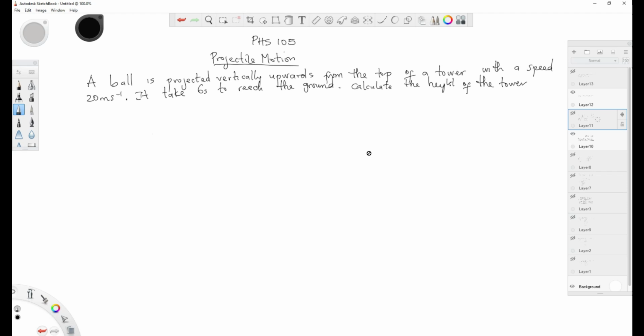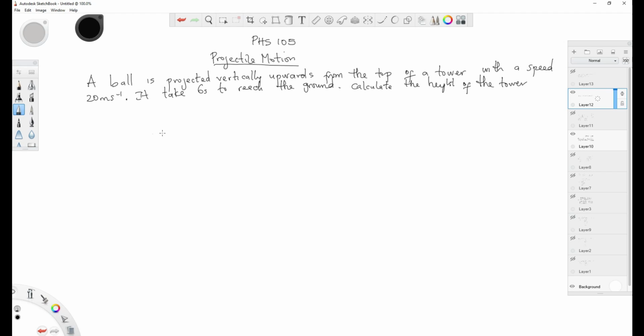This is the first question. A ball is projected vertically upwards from the top of a tower with a speed of 20 meters per second. It takes 6 seconds to reach the ground. Calculate the height of the tower.